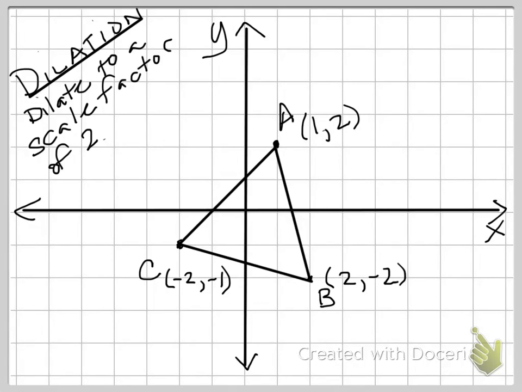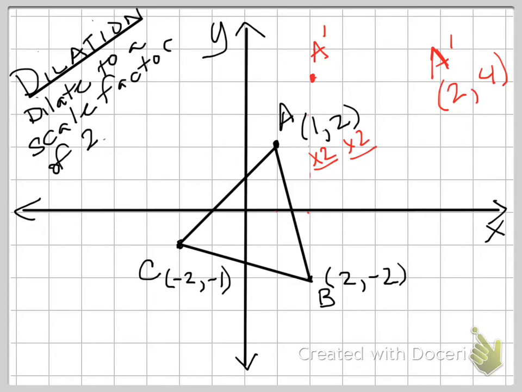So to go from A to A prime, you're going to take 1 times 2. If you multiply these two by 2, you get A prime is going to be at 2, 4. So at 2, 4: 1, 2, up 4, 1, 2, 3, 4, is A prime. So A prime is right there.